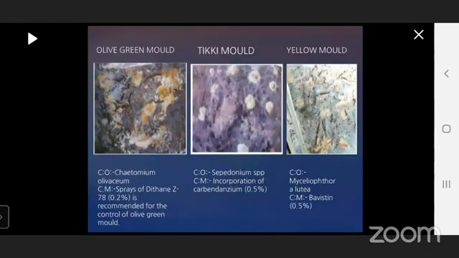Then there are also some diseases like sticky mold, olive green mold, and yellow mold. These are fungal diseases. They are fungal pathogen contaminants. If sterilization is not properly done, then we will see these mushroom diseases.